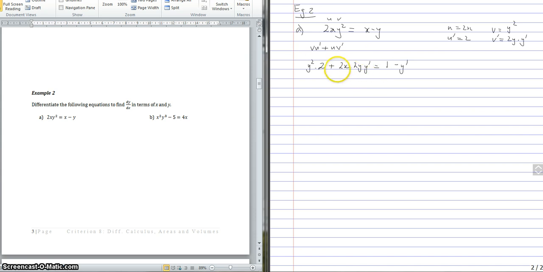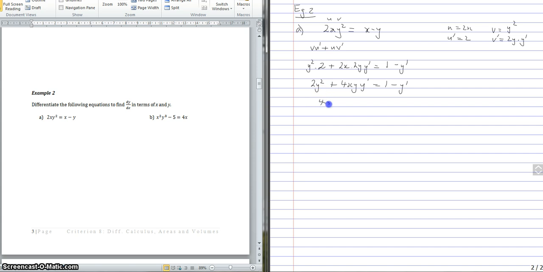Okay, let's look at collecting our like terms then. We can perhaps rearrange it and simplify it a little bit first. So this is 2y squared plus 4xy y dash equals 1 minus y dash. So we're going to look at rearranging, because our question is saying find dy dx in terms of x and y. It doesn't have to be all in terms of x, which is good, it makes it a little bit easier. So we need to bring our dy dx term, our y dash, over to the left hand side and take our 2y squared over to the right hand side.